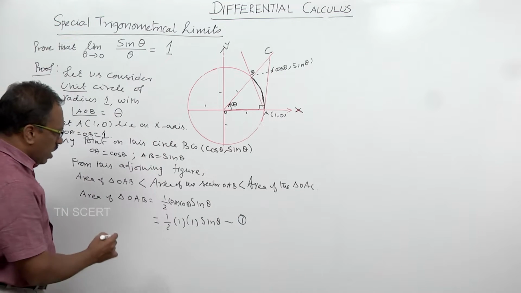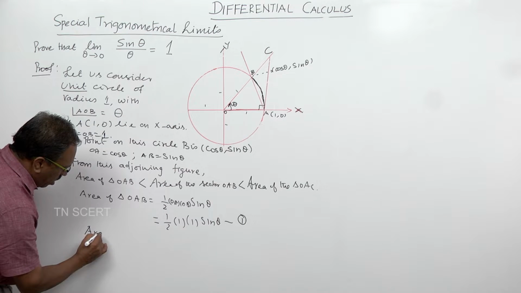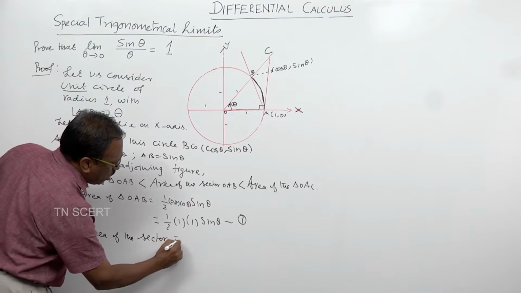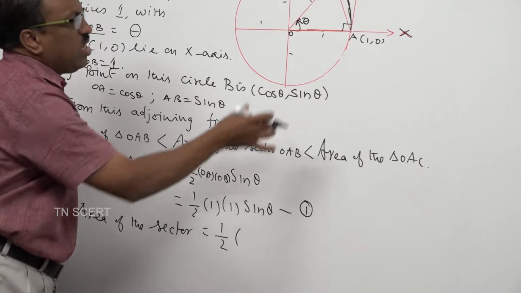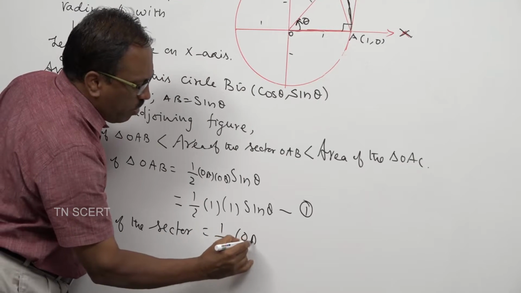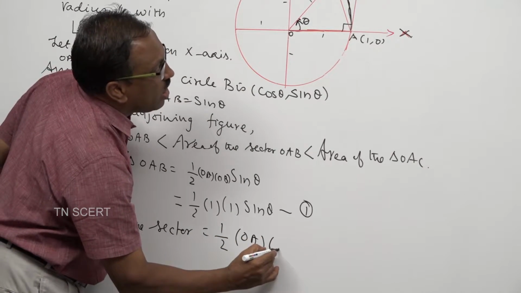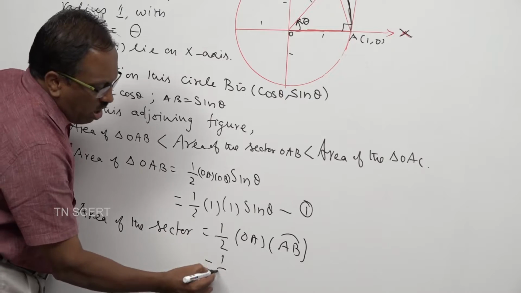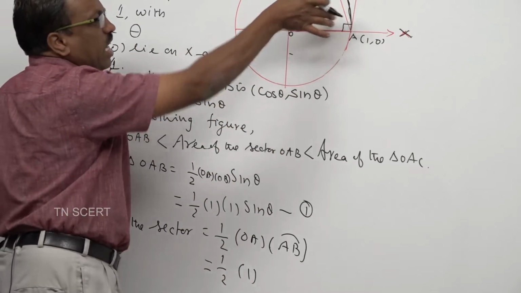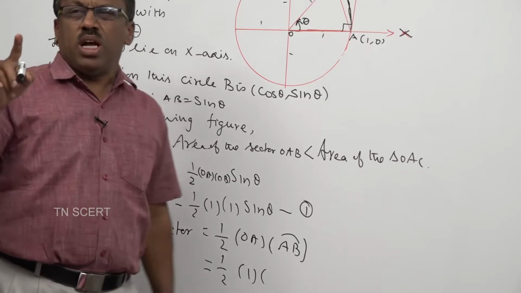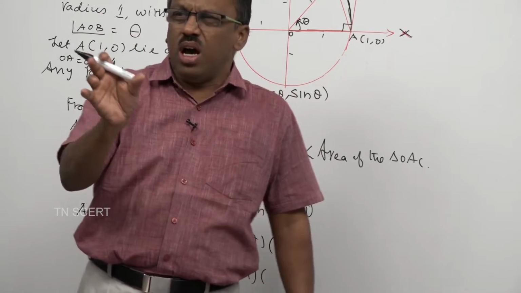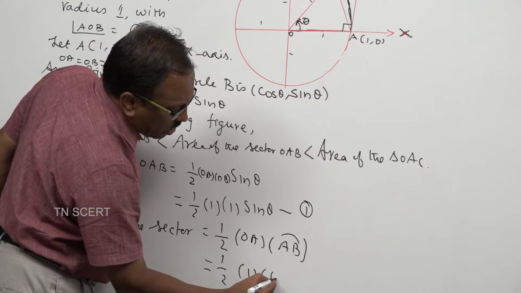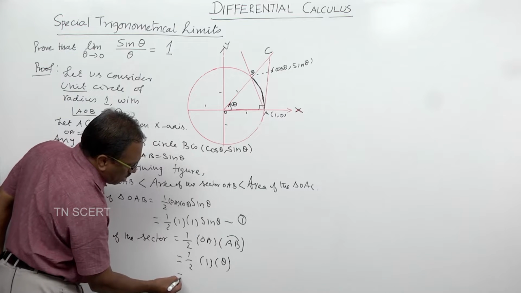Now, take the area of the sector. Area of the sector, what formula do you know? That is radius, that is OA, and sector AB. Remember that sector AB, with OA as 1, is nothing but half r squared theta. Remember that for a sector, it is always half r squared theta, but here r is nothing but 1. So, that means half into theta.